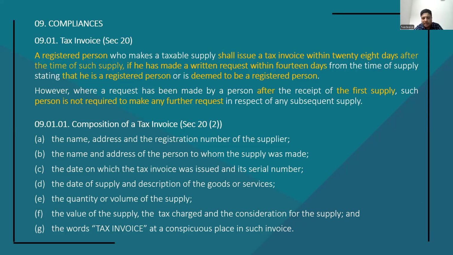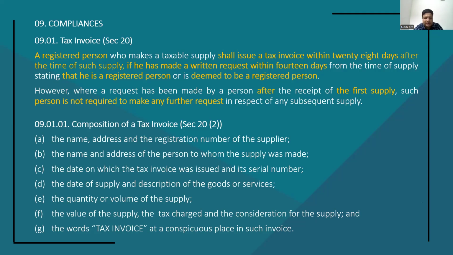Quantity or volume of the supply. The value of supply, tax charge, and the consideration for the supply. In a tax invoice, you have to show the value of supply, tax, and the total consideration separately. You just can't put the total amount and say this is a tax invoice. In a tax invoice, these figures should be mentioned separately. Most importantly, the words "tax invoice" should be there in the invoice.